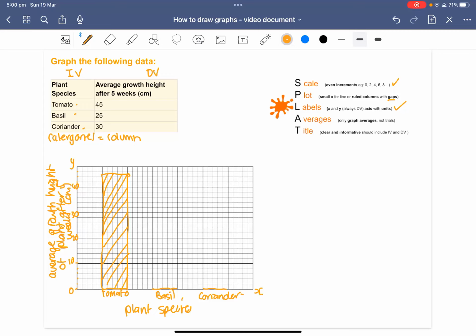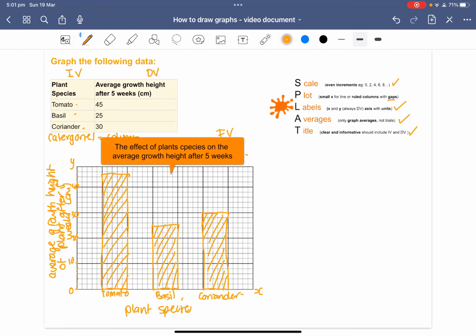Now for basil, it's 25, which once again is going to be perfectly between 2 boxes. Using a ruler so it's nice and straight, and then draw some lines through it so you can clearly see it. And then coriander, which is 30. And go across. Okay, so now I've graphed my averages, I've done my scale, I've plotted it, got my labels, just need to draw a title. And species is that independent. We've got that growth over 5 weeks is our dependent variable.